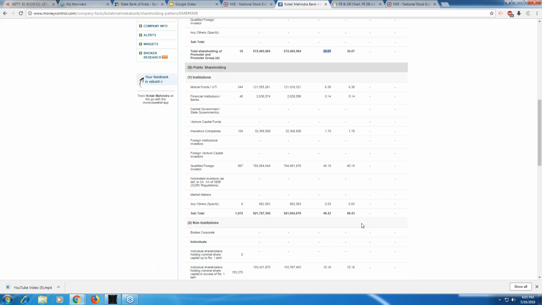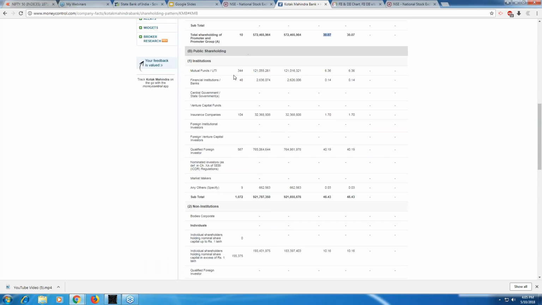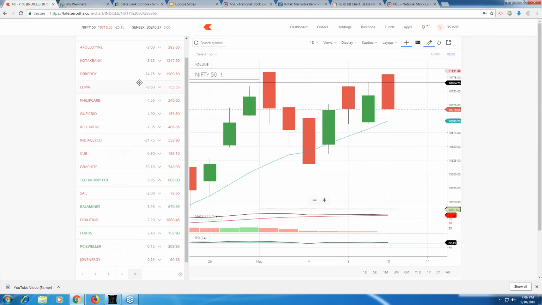But who are the rest of the stakeholders? There are 344 mutual funds. A huge amount of mutual funds have invested into it. Financial institutions, insurance companies, 104 insurance companies, qualified investors, 567. This is the biggest stock which has got the biggest attraction from all the investors. And you can see the growth of this stock, how massively it has gone up.